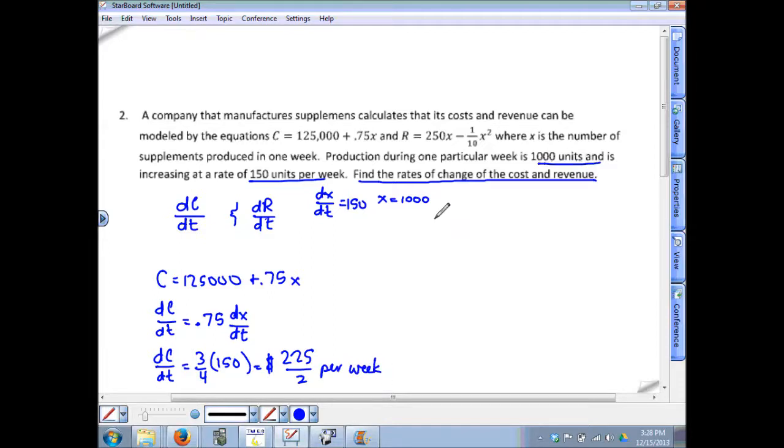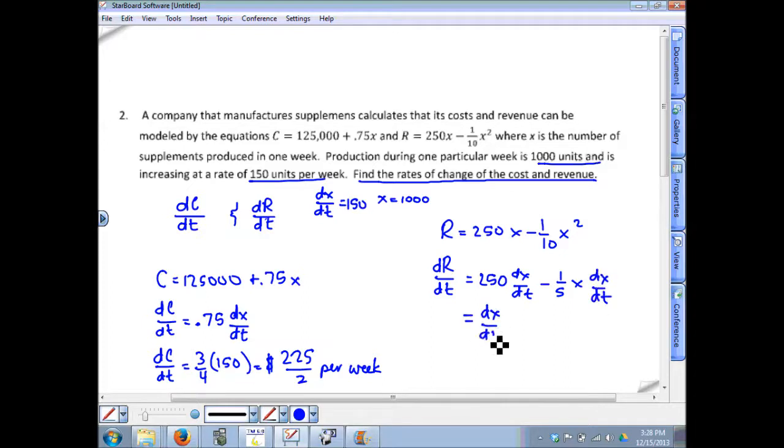Now dr/dt, if r is equal to 250x minus 1/10 x squared, then dr/dt is equal to 250 dx/dt minus, now if we take the derivative of this term, you drop the 2 down in front, that becomes 2/10, which is 1/5, times x times dx/dt.